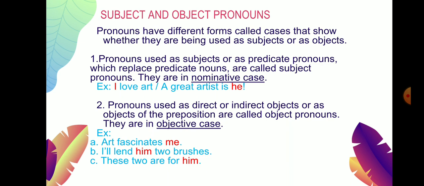Let's look at the first example. I love art. The subject pronoun is I. Now, let's look at the second example. A great artist is he. Now, you're going to ask me, how can I know if a subject pronoun is going to be in the predicate part of the sentence? Well, when you identify a linking verb. Remember that a linking verb links the two parts of the sentence, the subject and the predicate.